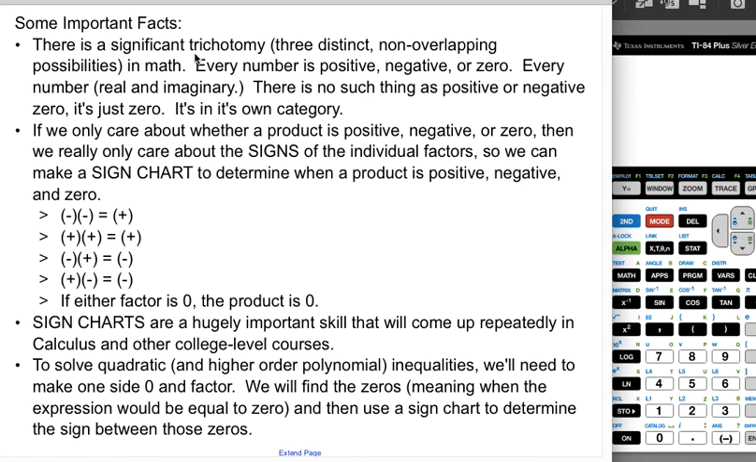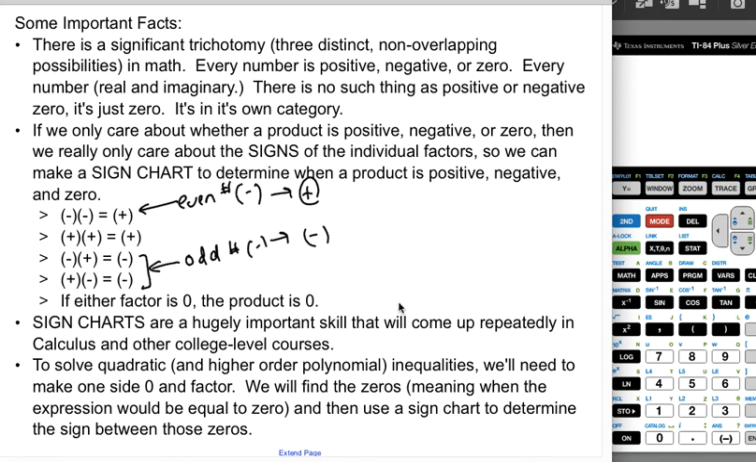If we only care about whether a product is positive, negative, or 0, then we really only care about the signs of the individual factors. So what we can do is make what we call a sign chart to determine when a product is positive, negative, or 0. For instance, we know negative times negative is a positive, and if we extend this concept farther, if you have an even number of negatives, then the thing comes out positive. If you have an odd number of negative numbers, which is what you're seeing in both of these cases, then the product would come out negative. And if either of the factors is 0, the product is 0.